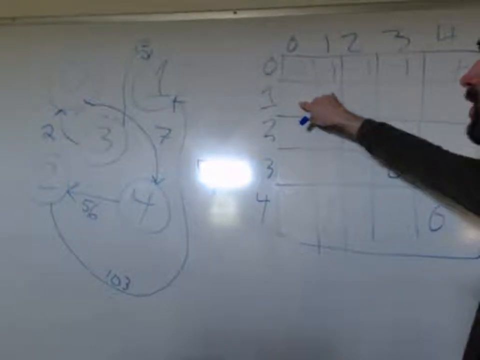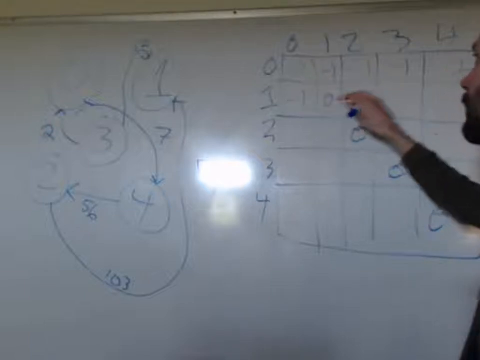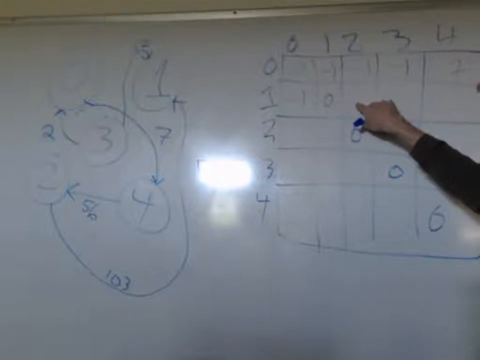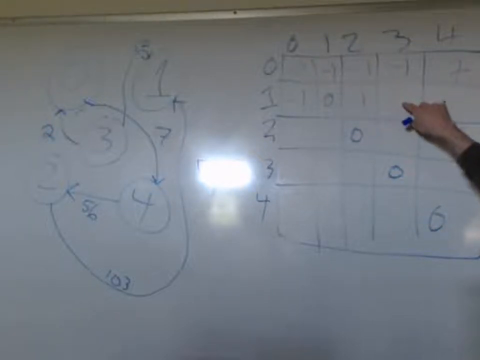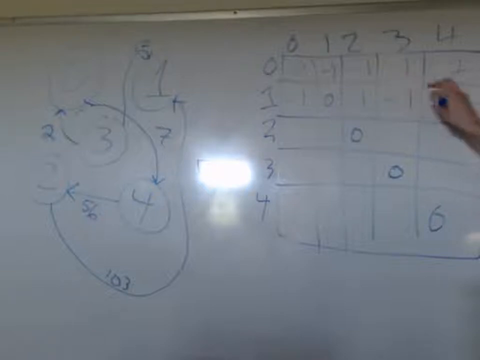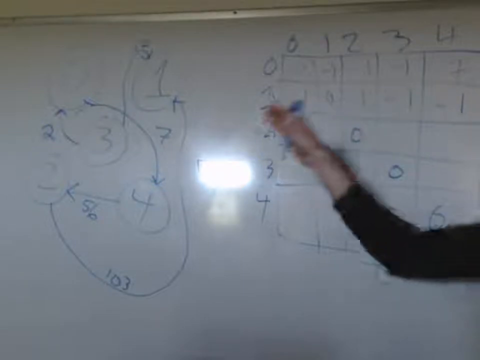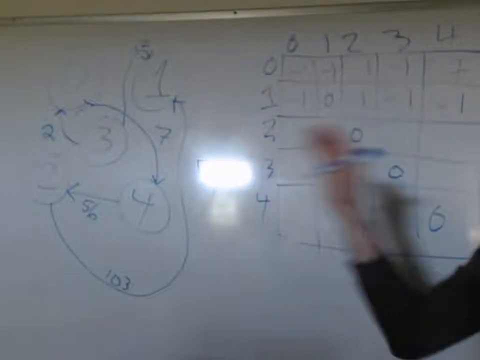How about 1 to 0? No. How about 1 to 2? No. How about 1 to 3? No. 1 doesn't go anywhere. Man, 1's a terrible place to be. Once you're at 1, you're gone. There's no leaving it.